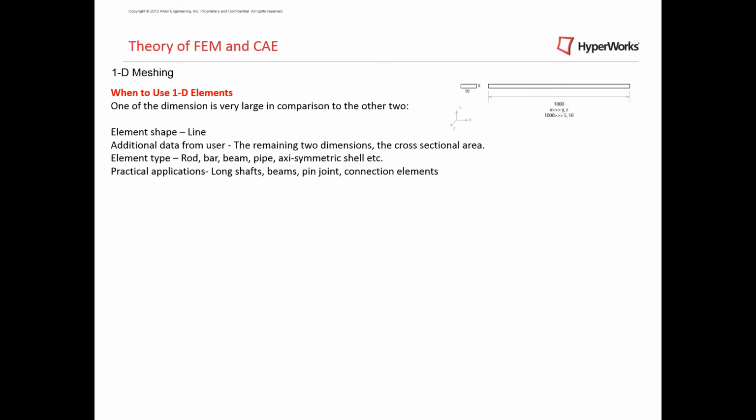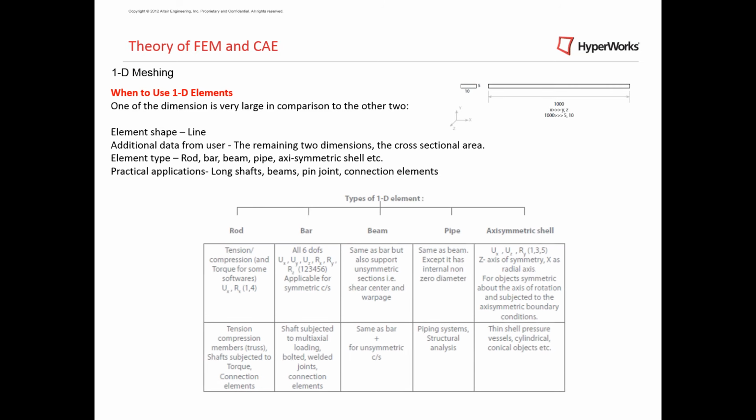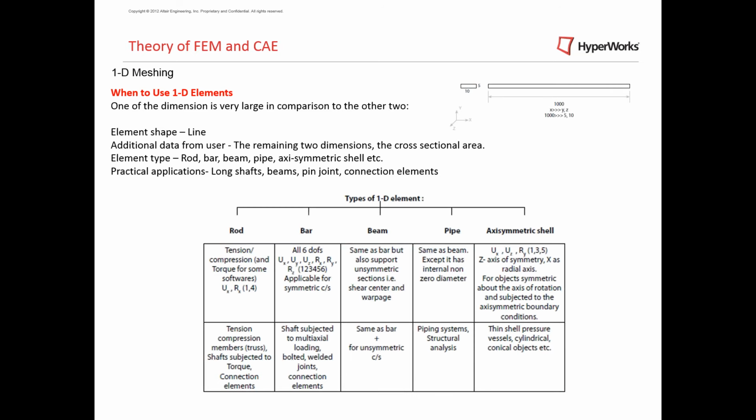Then we will see when to use a 1D element. When one of the dimensions is very large compared to the other two, element shape is line. Additional data from the user is the remaining two dimensions, that is the cross-sectional area. Element types are rod, bar, beam, pipe, axisymmetric shell, etc. Practical applications are long shaft, beam, pin joints, connection elements.